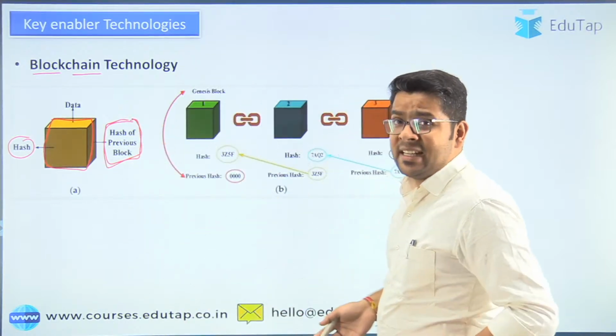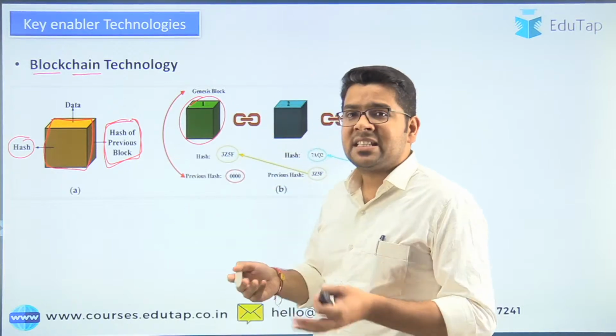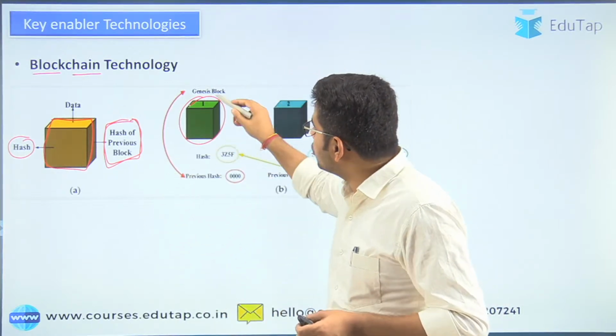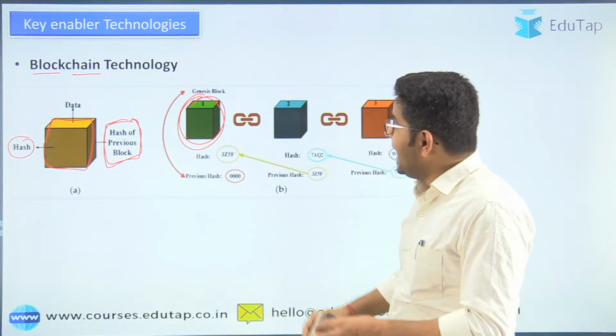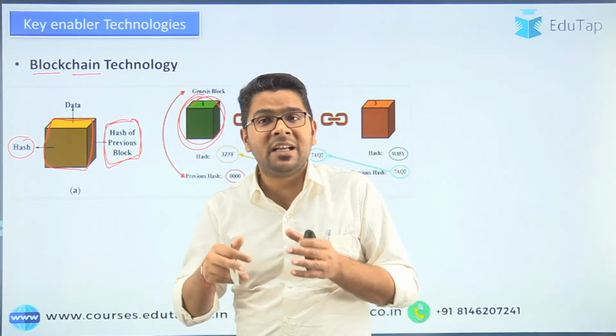So if this is a Genesis block, Genesis means the first block, data has been stored in this block. A hash, an encryption or a safety key, will be assigned to this block.